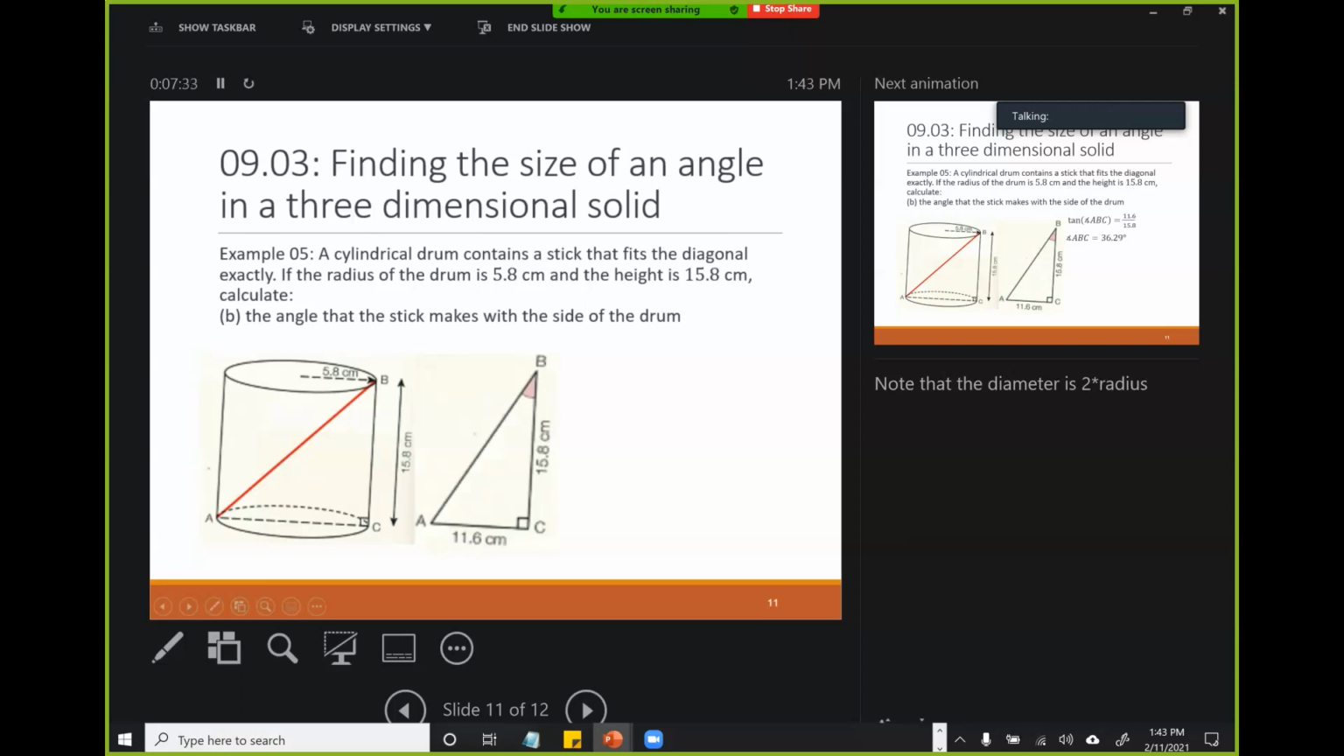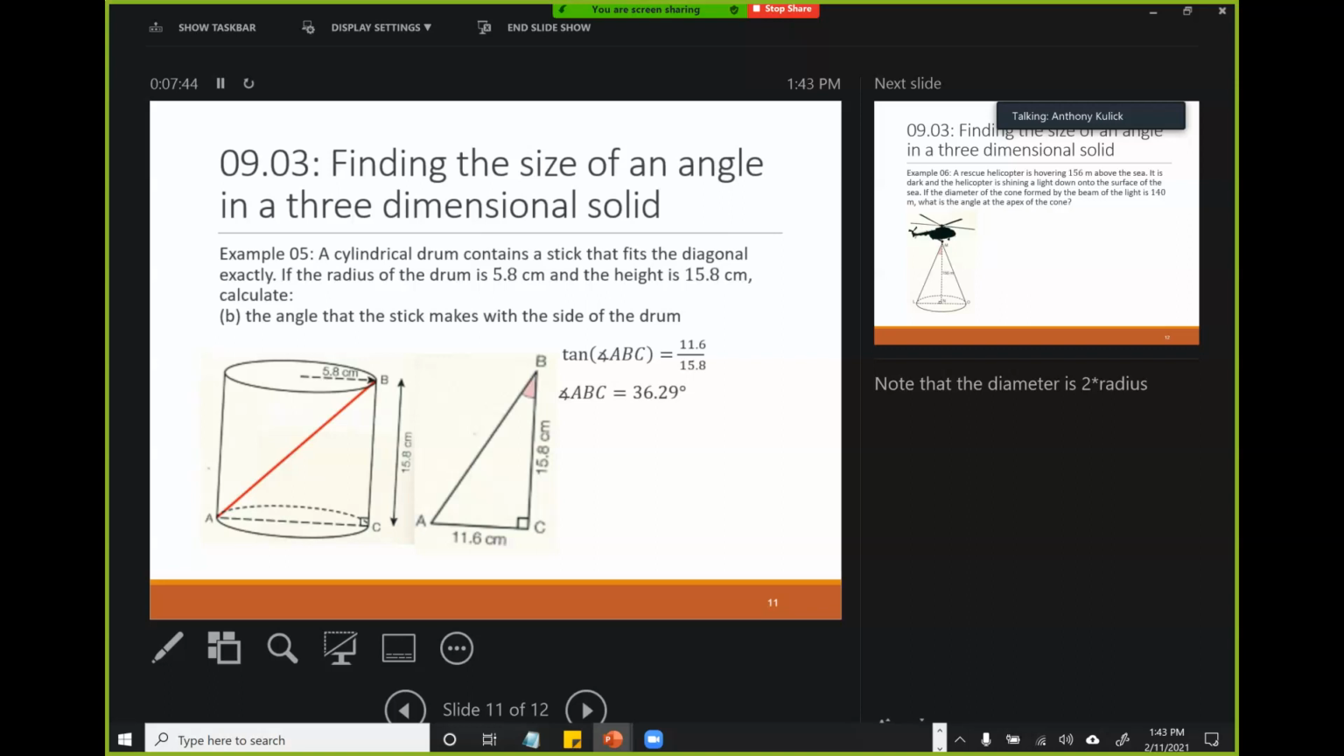So to calculate this angle B, I'm going to use tangent inverse of opposite over adjacent, and out spits 36.29. Does this feel okay so far?